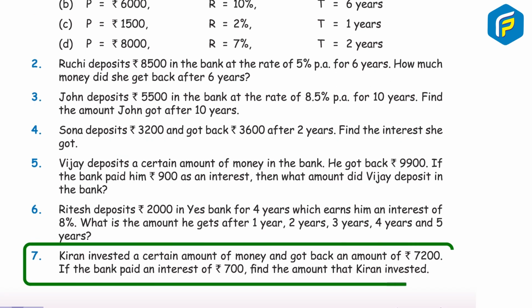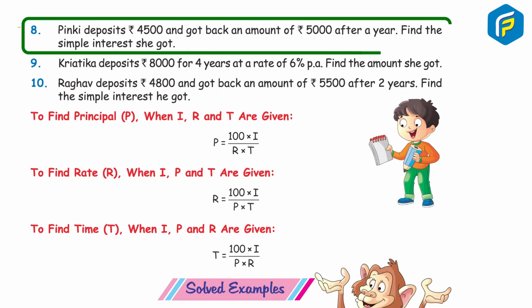Question 7. Kiran invested a certain amount of money and got back an amount of rupees 7,200. If the bank paid an interest of rupees 700, find the amount that Kiran invested. Answer: 6,500. Question 8. Pinky deposits rupees 4,500 and got back an amount of rupees 5,000 after a year. Find the simple interest she got.